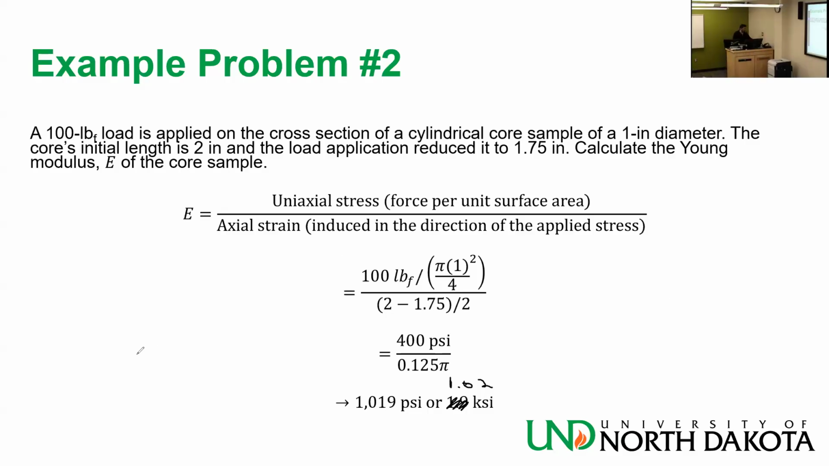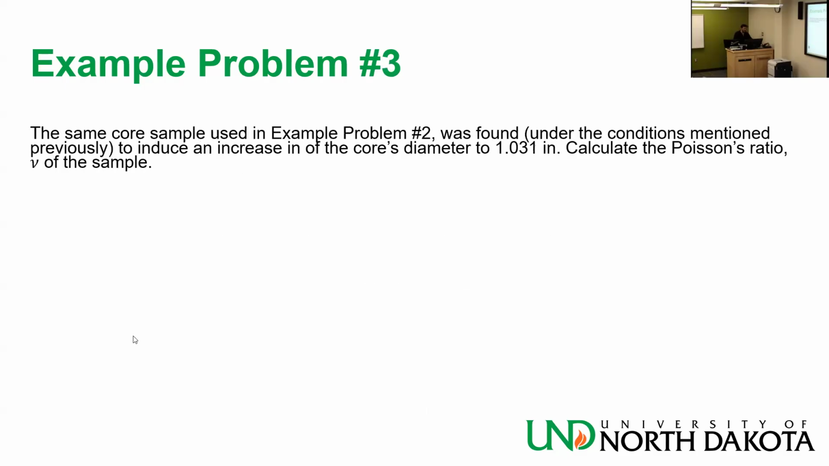Anyway, example problem number 3. Now, same problem. The core became shorter, but it also became fatter. It increased its core diameter to 1.031. It was 1, it became 1.031. So calculate the Poisson's ratio.